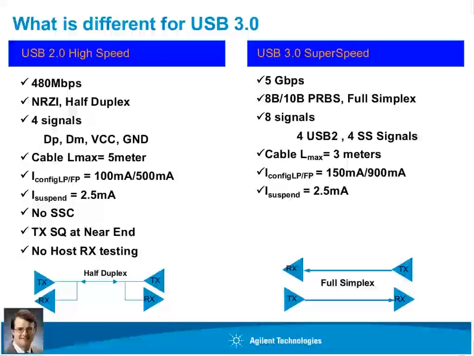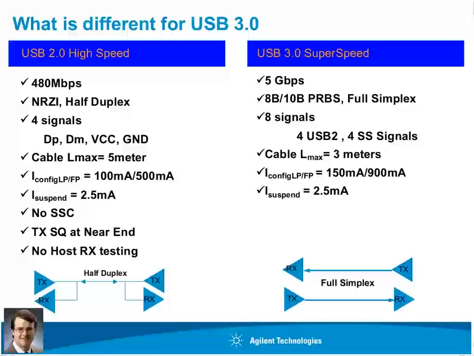I mentioned the cable was 3 meters for USB 3. Going back to 2.0, the cable max is roughly 5 meters. The power has been increased for USB 3, largely driven by mobile manufacturers and portable drive vendors. They wanted enough power to make a bus-powered peripheral that didn't need an external power supply. So power increased from 500 milliamps max for USB 2.0 to 900 milliamps for USB 3.